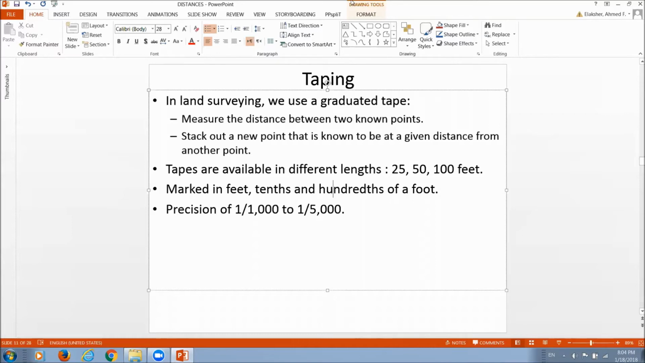Okay, so let's see the board. What does that mean? You have a tape, you measure the distance. This distance is, let's say, 3,800 feet. It's a little difficult to use the mouse here. Anyway, when we have 3,800 feet, and let's say our precision is 1 to 1,000, that's the relative precision.